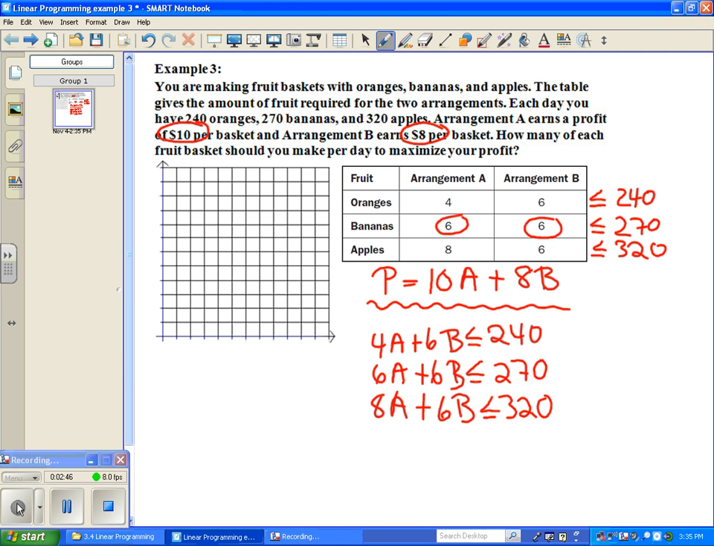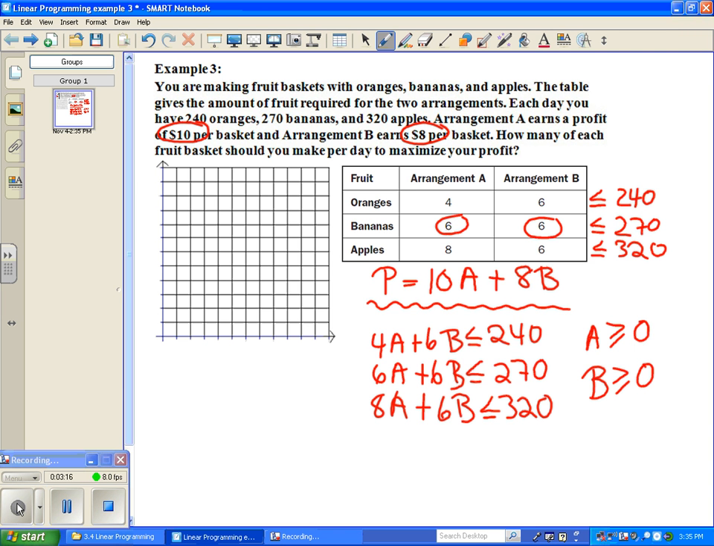We actually have two more constraints, and these are kind of obvious ones. In order to make a profit, we have to sell a positive amount of arrangements, and we can't sell a negative amount. So A has to be greater than or equal to 0, and likewise B has to be greater than or equal to 0. Okay, so now that we have all our constraints, we want to graph them.